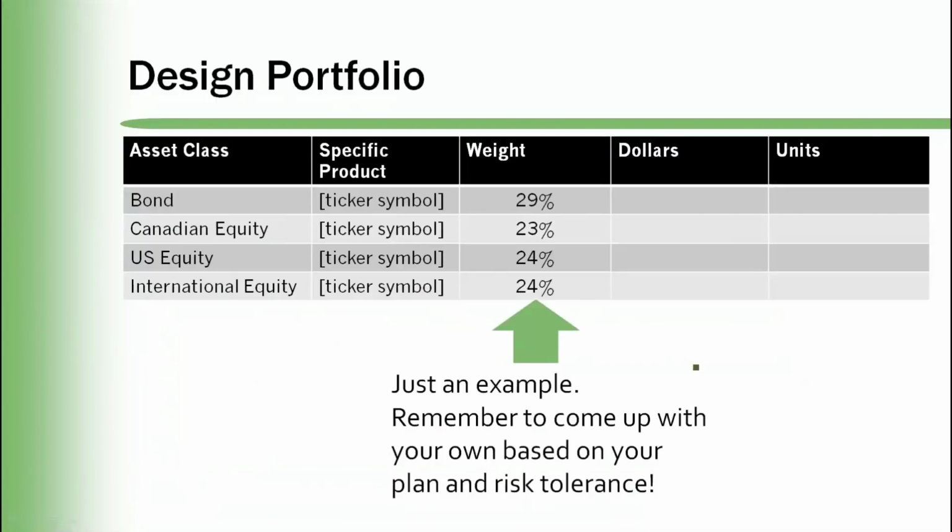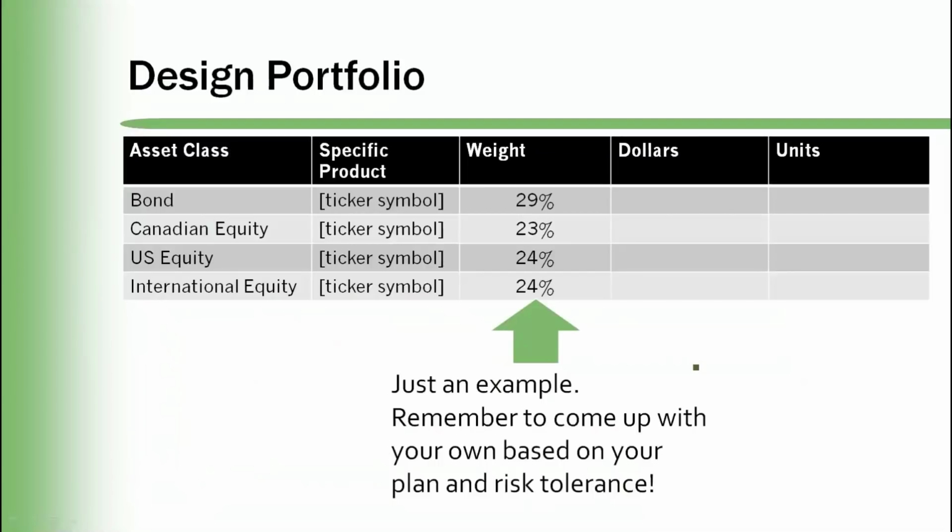So when I'm designing my portfolio, I'm going to create a little table like this to help myself structure it. And I'm going to write this table down somewhere where I can find it again later, because I'm going to want to maintain my portfolio at whatever I set this up. So I've got my basic asset classes that I've decided to include in my portfolio.